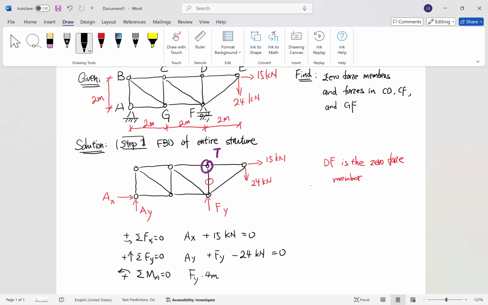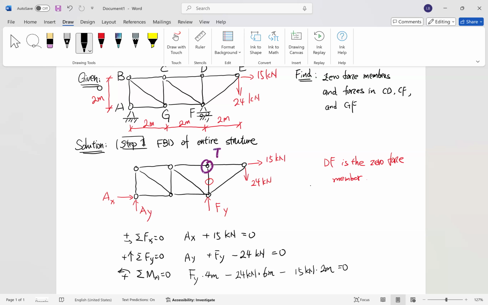And similarly, you can determine the moment of the 24 kilonewton here. The distance from E to A is 6 meters, and it is clockwise. As well as the horizontal force here: the distance from its line of action to A is the height, 2 meters. Again, it is trying to rotate my structure about A clockwise, so it is negative here.